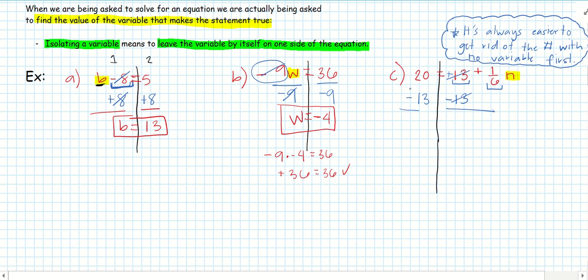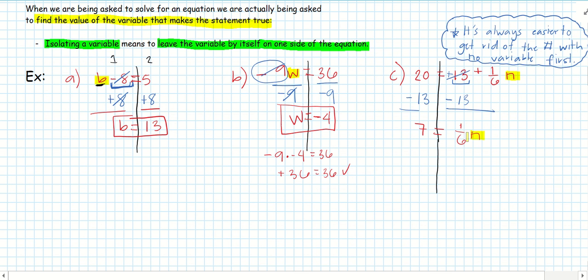So 13 and 13 are going to cancel out. I have 20 minus 13, which is going to give me 7. So I'm going to get 7 on the left side, and then I still have the 1 over 6n. Let me rewrite that. Minus 13. There. Okay. So I have 1 over 6n, right? N is still not by itself. It's still not happy. We still have that 1 over 6.